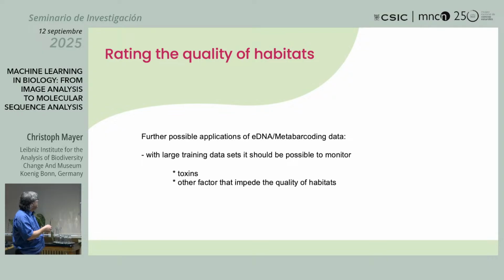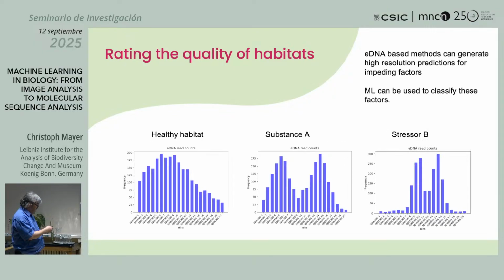This should actually be possible for a large number of applications, like toxins and other factors that impede the quality of a habitat. For example, that might be the perfect habitat here, a healthy habitat. And if you have substance A, maybe, or stressor B, the eDNA composition changes.